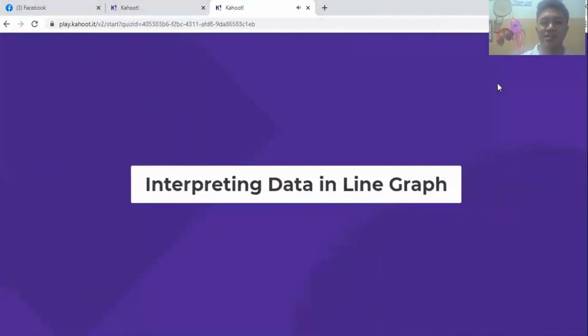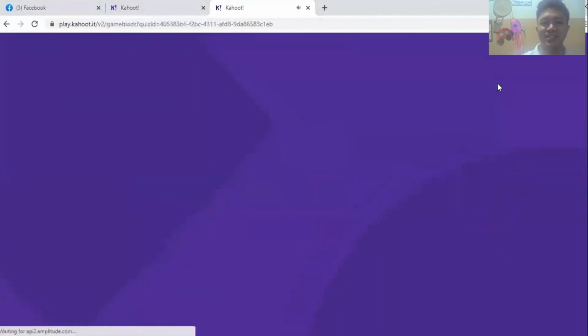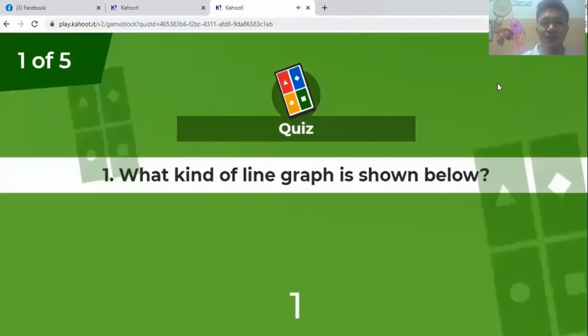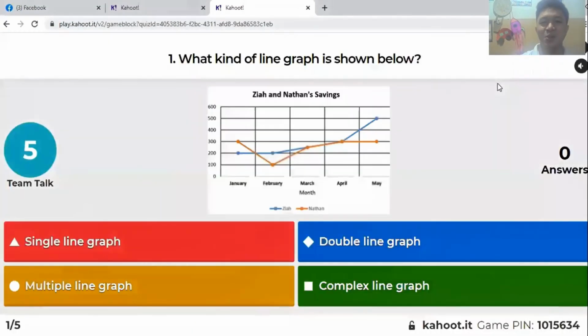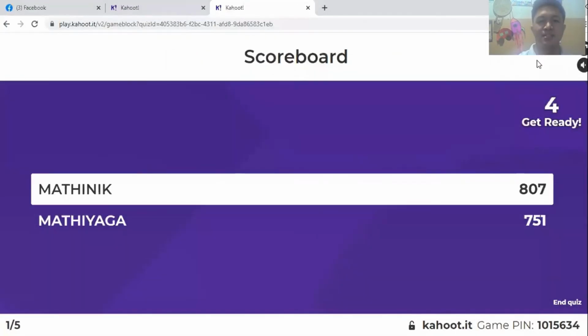So we have interpreting data in line graph. First question, what kind of line graph is shown below? Okay, the correct answer is double line graph. So Mechanic is on the lead with 807 points.